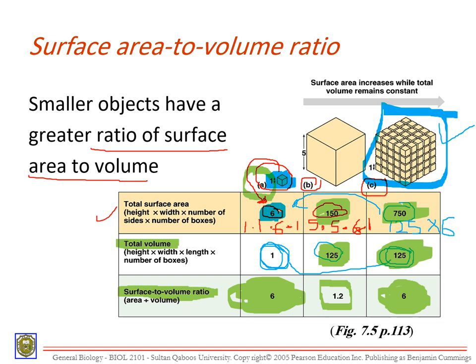Look at this. Here the surface area is less. And we don't want the surface area to be less. That is why in nature we either have unicellular organisms like this, or we have multicellular organisms that look like this. We don't have multicellular organisms that look like this, because the cell size doesn't go bigger and bigger and bigger. It's the number of cells that increase.